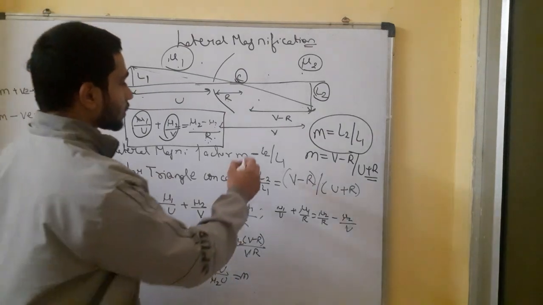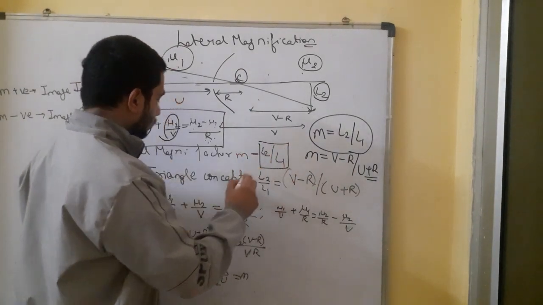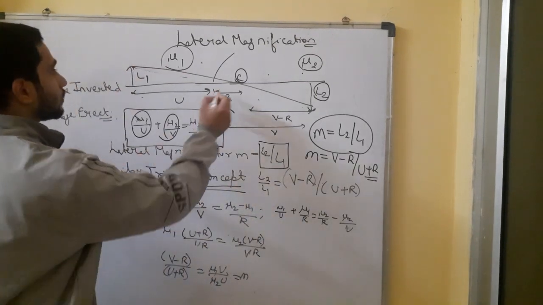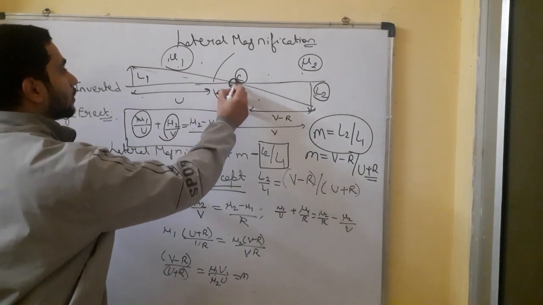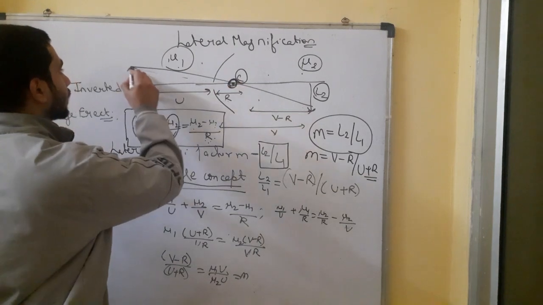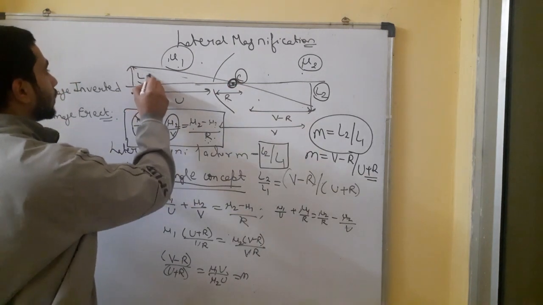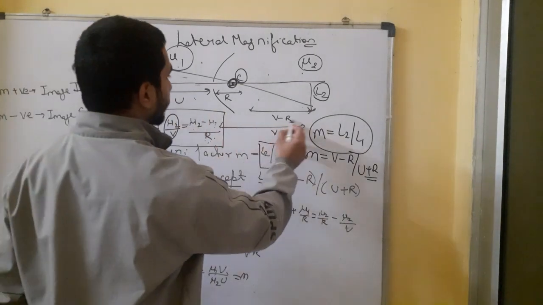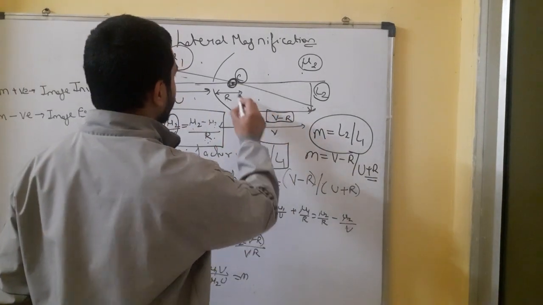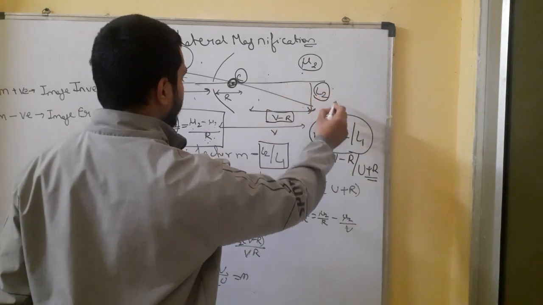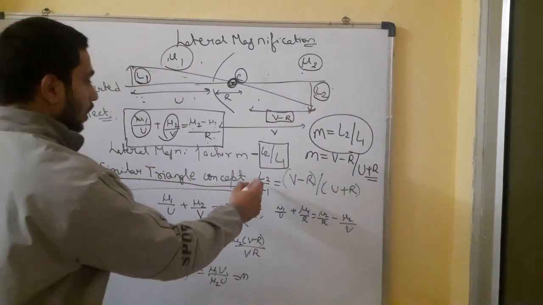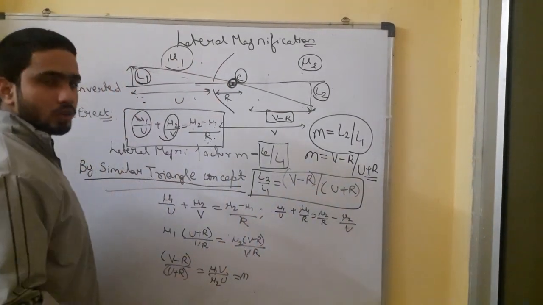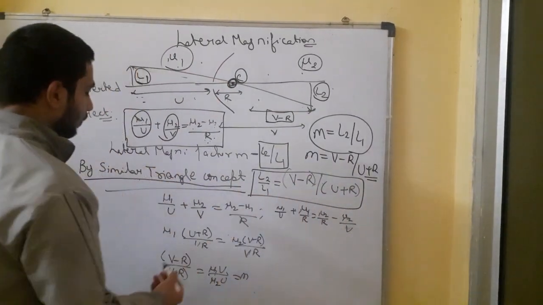So lateral magnification factor is L2 by L1, which we saw, and by the similar triangle concept, we can see that here this is the center of curvature and this is the triangle whose perpendicular length is L1, and this is Q, and this is V minus R in this triangle, and the perpendicular length is L2. So L2 by L1 is equal to V minus R upon U plus R. So by similar triangle concept, we are writing this.